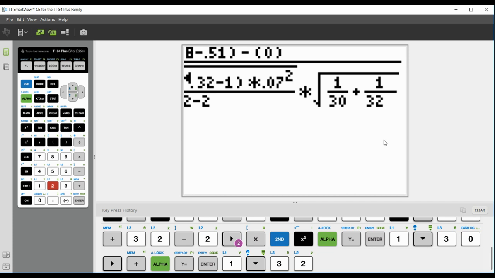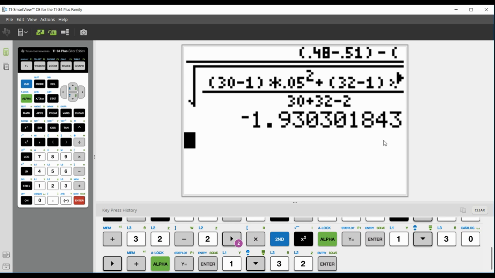I just want to point out, and this is the thing to look for, make sure the first radical stops before the times, and then you have a second radical around those last two fractions you are adding together. That's the big thing to watch for on this one. Click enter. There's our answer, negative 1.9303, rounded off to 4 decimal places.